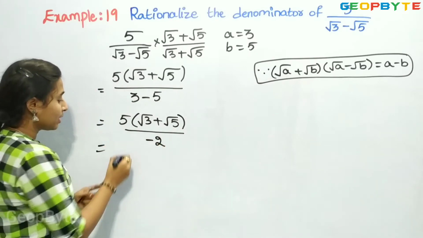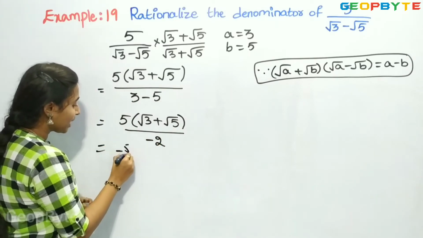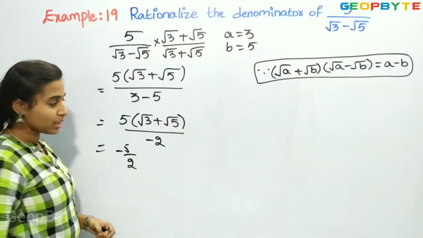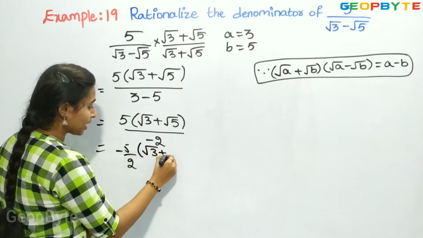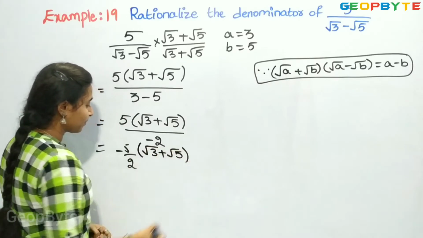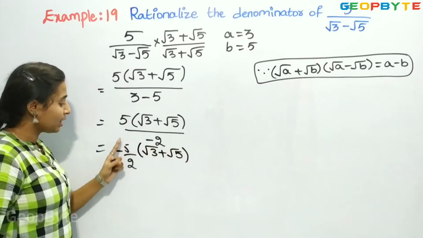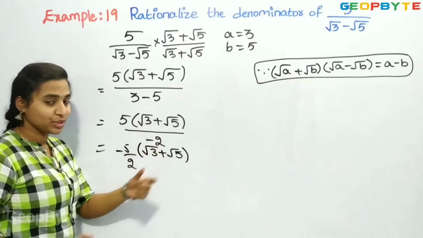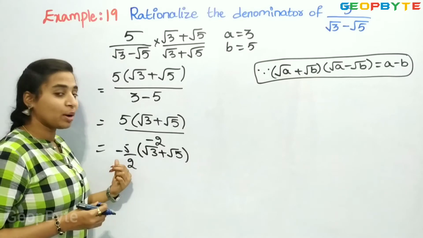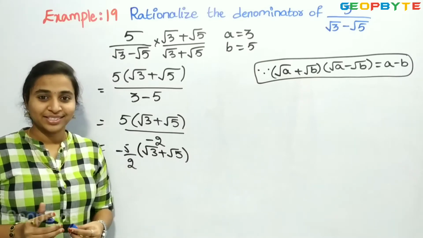Now see, this can be written as minus 5 by 2 and root 3 plus root 5. Right? We have separated minus 5 by 2 and into root 3 plus root 5. Now the denominator is rationalized.